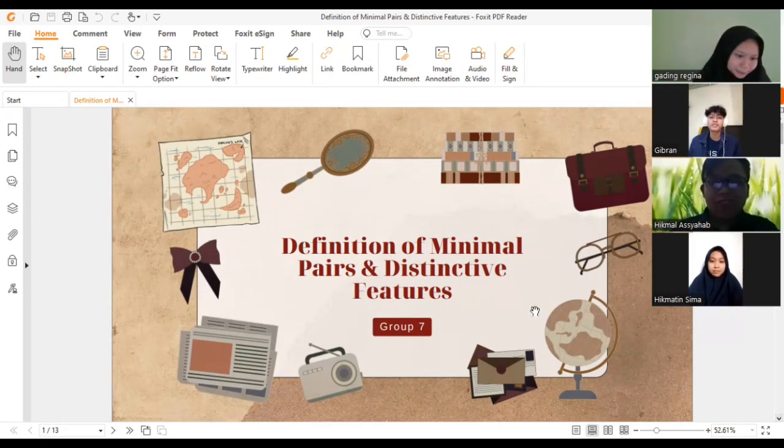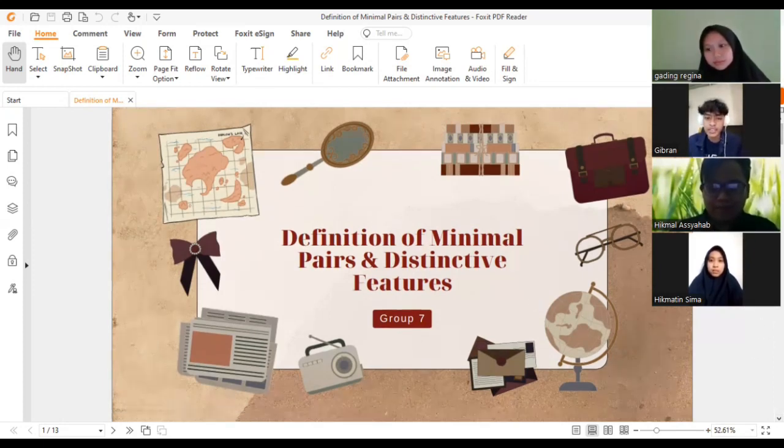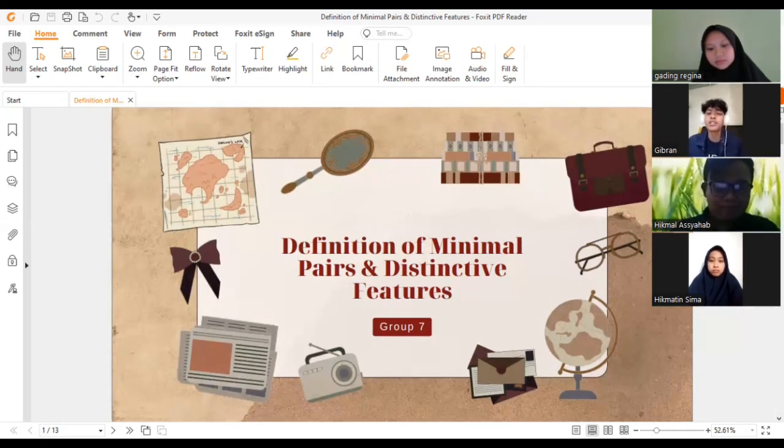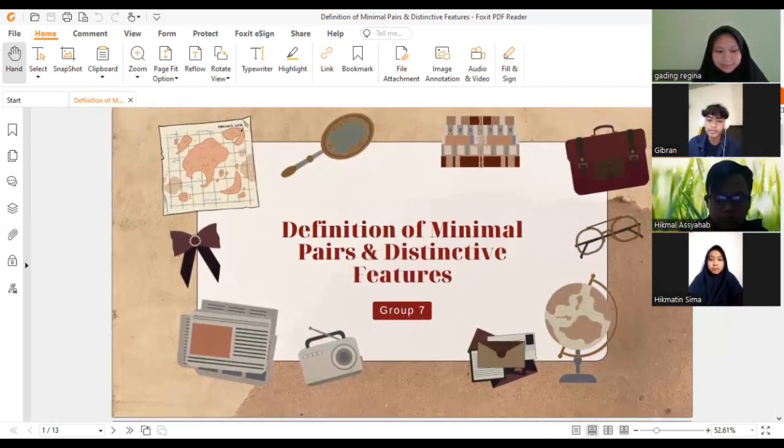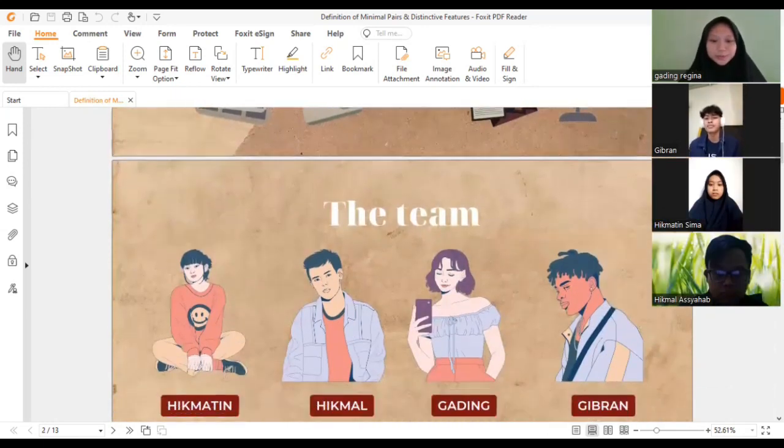So we are from group 7 and we will explain about definition of minimal pairs and distinctive features. And let me introduce my group first. First, there is Kibra Abdulhalik, and then Hikmah Shahab, then Hikmatin Sima, and Gading Regina. So the first material will be explained by Gading Regina. I will give time for her.